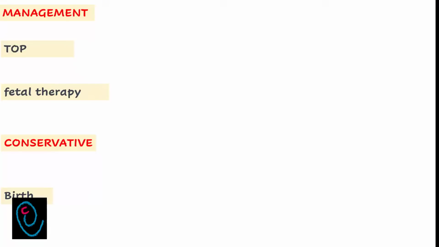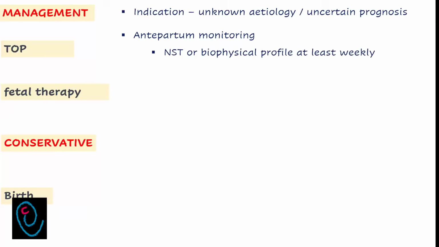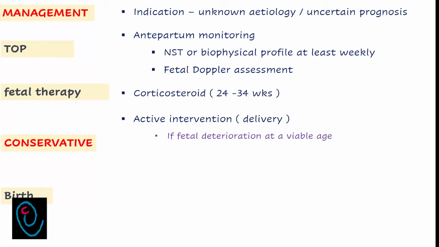However, conservative treatment has a role. It can be used if the etiology is unknown and there is uncertain prognosis. It includes antepartum monitoring of the fetal condition with non-stress test or biophysical profile at least weekly, in addition to fetal Doppler assessments. Corticosteroid is indicated between 24 and 34 weeks, and active intervention is required if there is fetal deterioration at a viable age or if mirror syndrome develops.